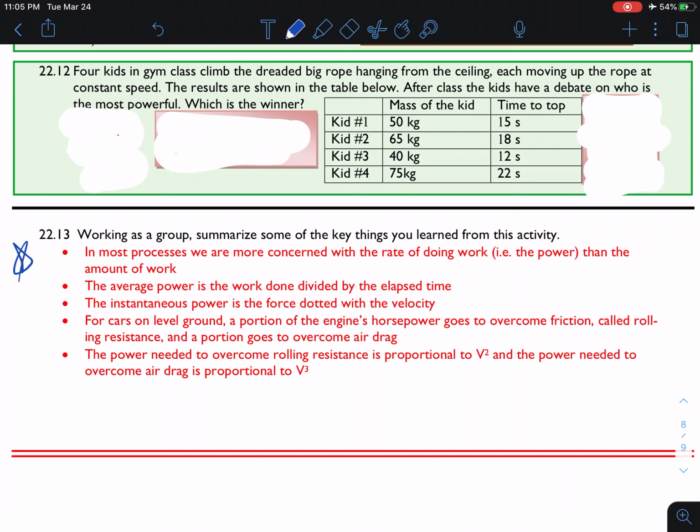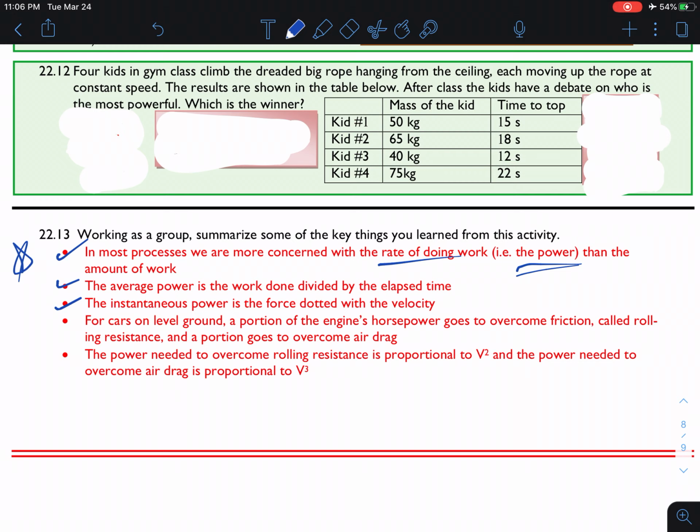In most processes, we are more concerned with the rate of doing work. When you see the rate of work, that means it's the power, okay? Then the amount of work. The average power is the work done over the time interval. And the instantaneous power is the force dotted with the velocity, only when force is constant though, remember that. Otherwise it is the derivative of work done with respect to time.